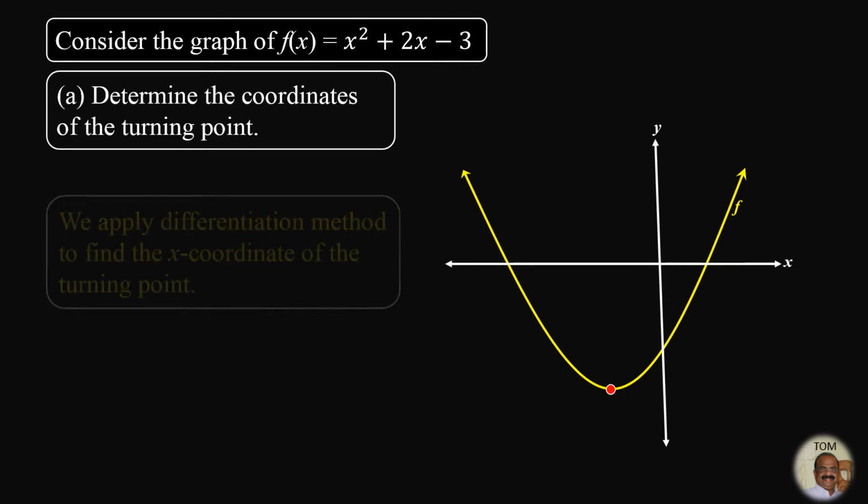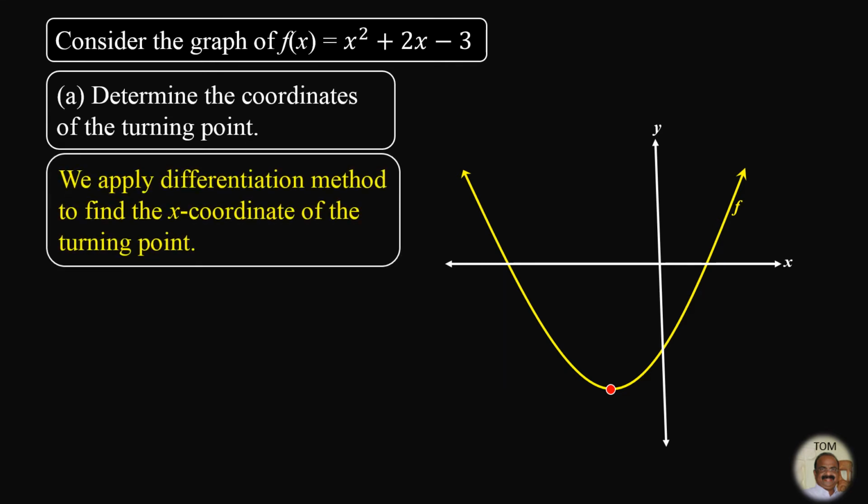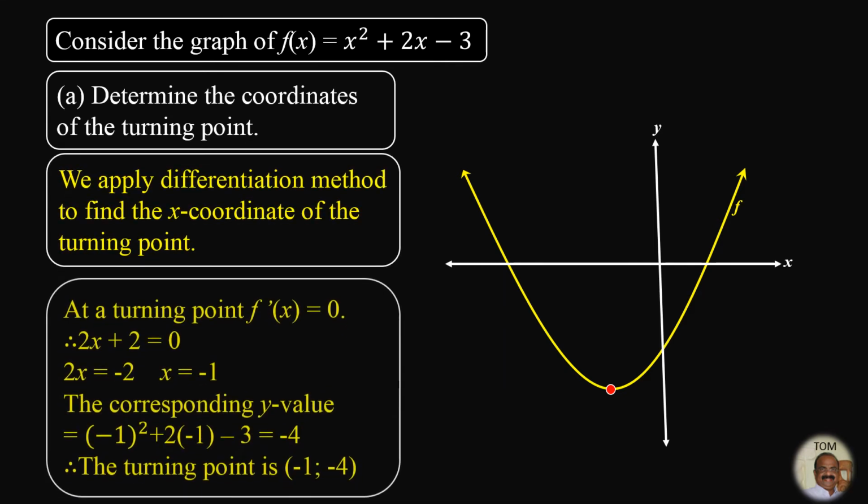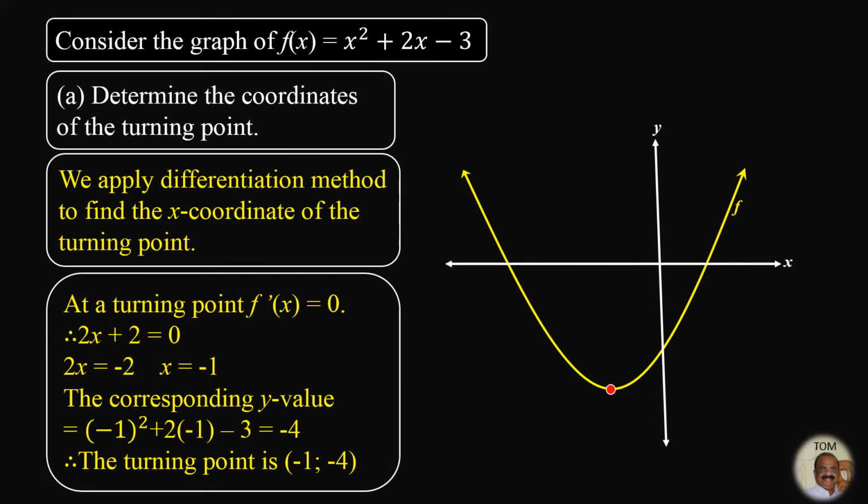So at the turning point, we have already seen that f'(x) = 0. So we find the derivative here. The derivative of x² + 2x − 3 is 2x + 2, equal to 0. Therefore, 2x = −2, x = −1. What is the meaning? The x coordinate of the turning point is −1.